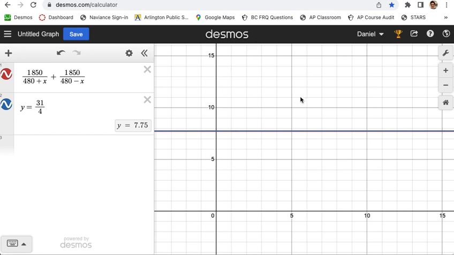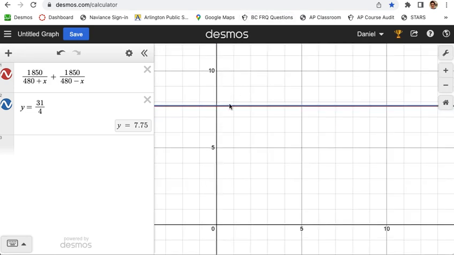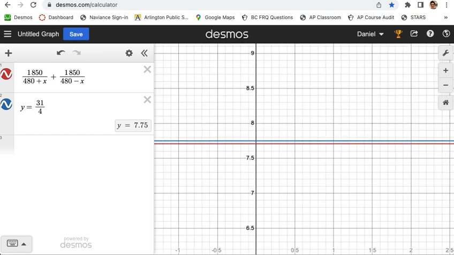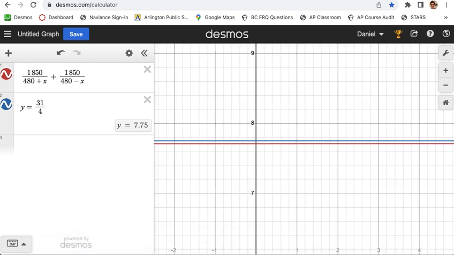Now, I can't see it because when the wind speed is 0, the total amount of time, actually I can see it. Oh, I didn't even notice. It is very, very close. The total amount of time is never really going to be that different from 31 over 4. So if I want to find out when they hit each other, meaning when that red line, and when the wind speed is 0, the total time is a little bit less than 31 over 4.